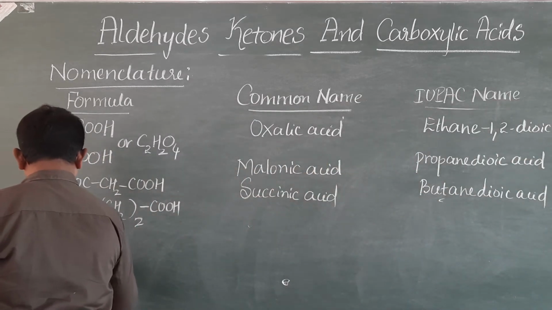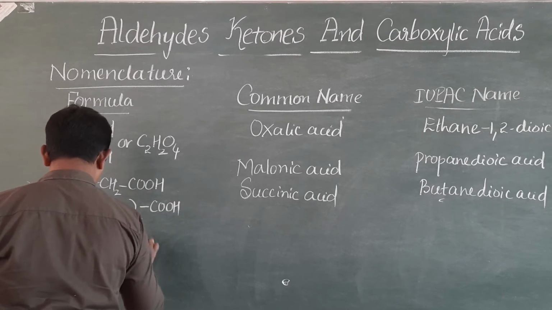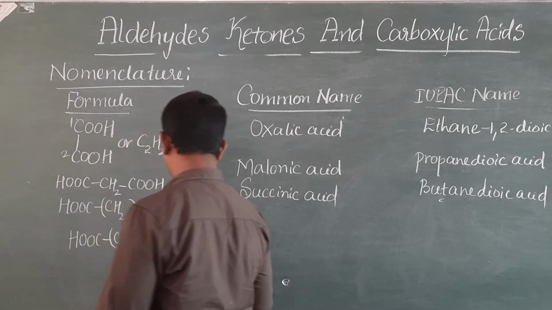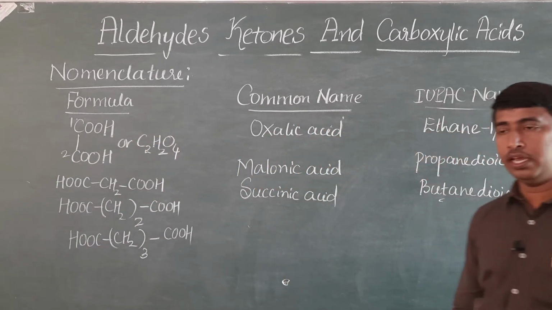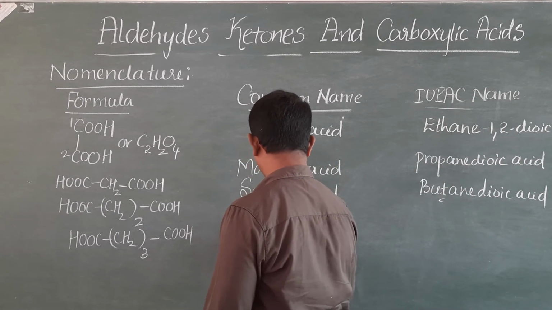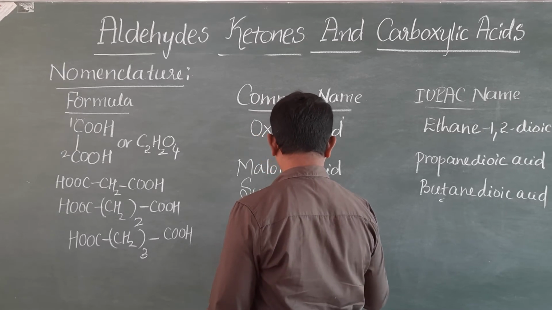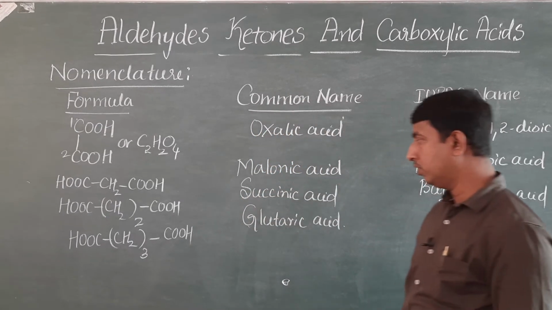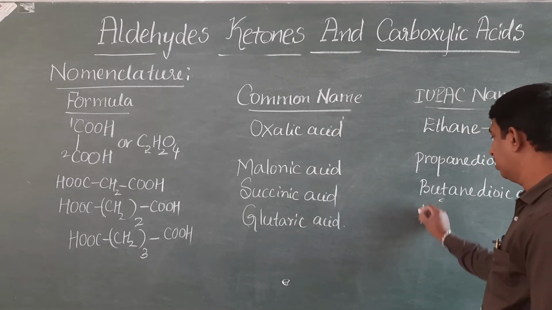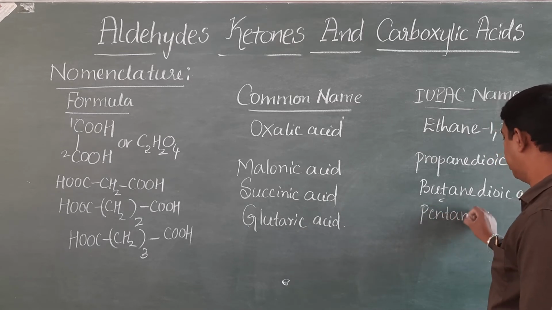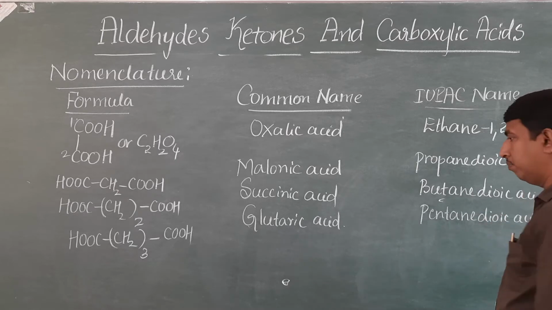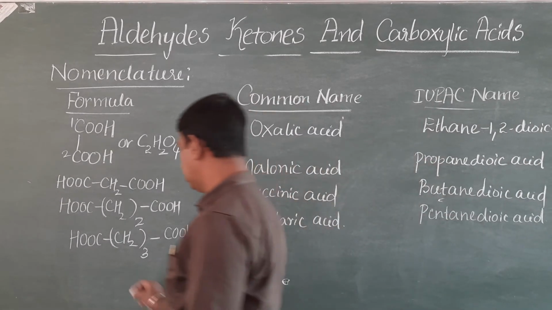Next, COOH CH2. Again, I will increase the number of carbon atoms by 1 unit. It is CH2 thrice, COOH. Name of this acid, glutaric acid. Malonic acid, succinic acid, glutaric acid. Number of carbon atoms is 5. It is pentane dioic acid.